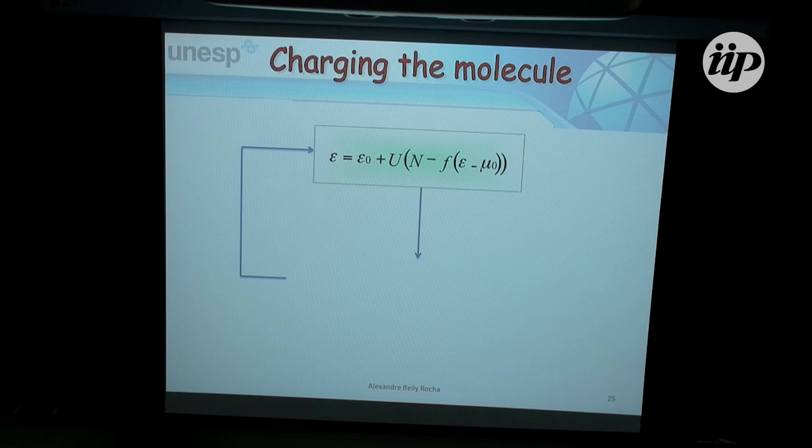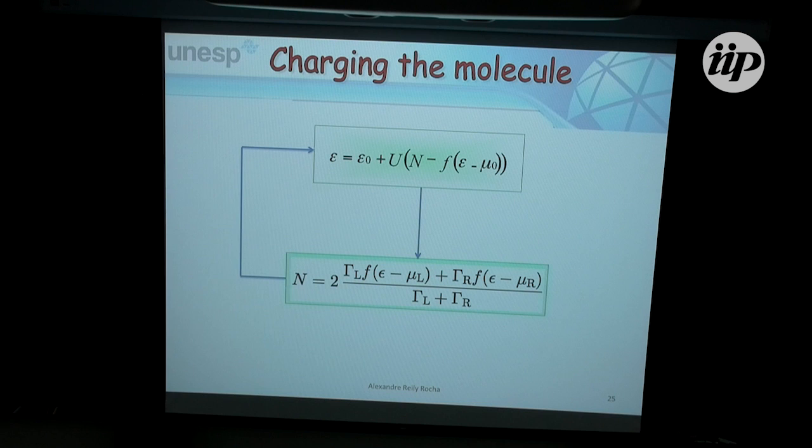Okay, so if I do this, now my occupation depends on the occupation itself. So everything needs to be calculated self-consistently. Things are still relatively simple. It's just that I need to do this equation here now in a self-consistent way, because the energy depends on the occupation. The occupation depends, obviously, on the energy in terms of the Fermi distributions. But this can be done. It's simple to do. And what happens when I include this effect?